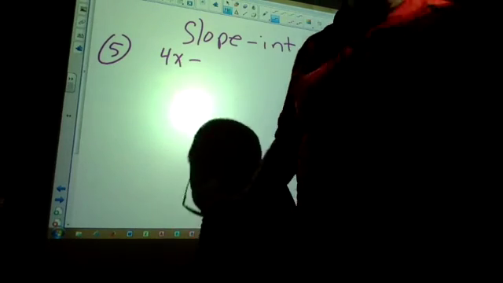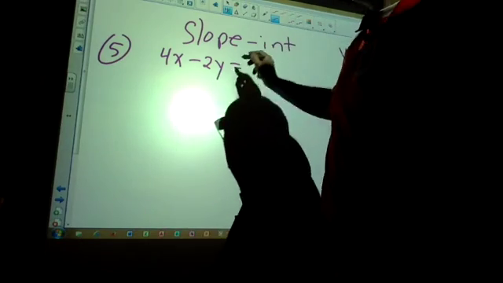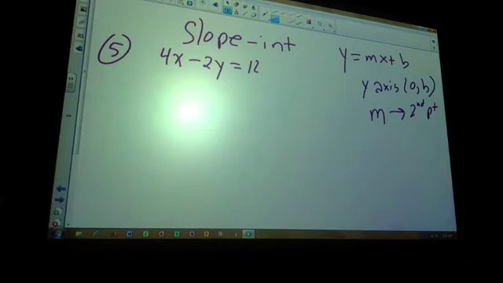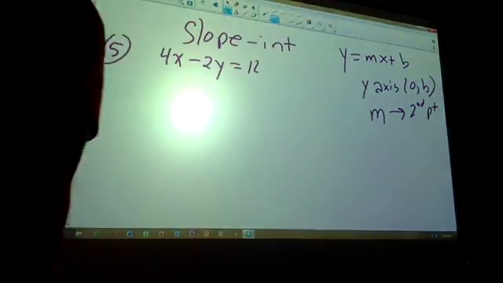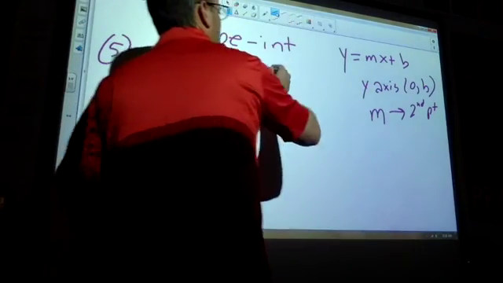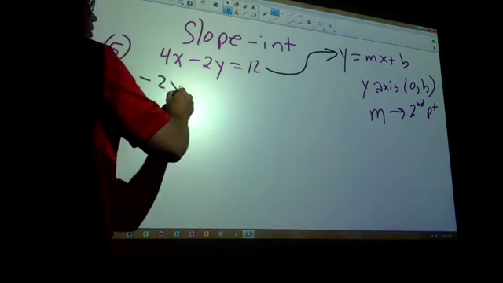Because it isn't solved. What kind of form is this one in? Anyone know? This is in standard form, which is ax plus by equals c, right? And this finds us where it crosses the x and the y axis by using the cover method, correct? But they want us to use slope-intercept. So if we want to find slope-intercept, I want to manipulate this equation to look like this. So I want to get y by itself. So I'm going to do this.